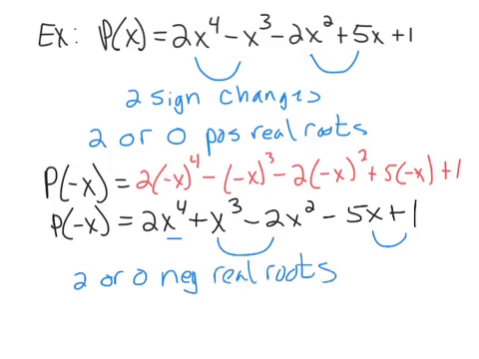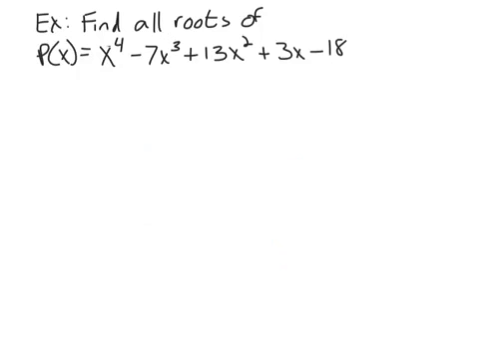Now the fundamental theorem of algebra tells us that we're going to have 4 roots total. So chances are we're going to have 2 positive and 2 negative. And that's how you use Descartes' law of signs. Now we're going to do an example where we put everything together to try to find the roots.